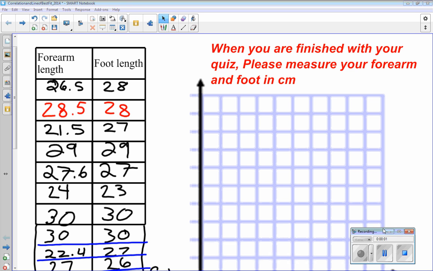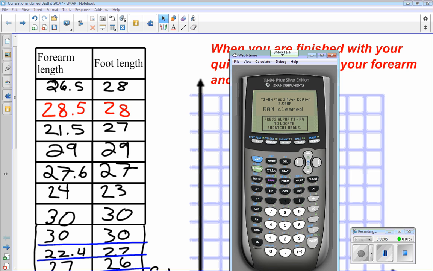Okay. So what I had each of you do after the quiz was enter or measure your forearm and your foot in centimeters, and we created a little table for that. So what I'd like us to do is go to our stat edit feature, make sure that you cleared out numbers, and enter our forearm lengths into list 1 and our foot lengths into list 2.